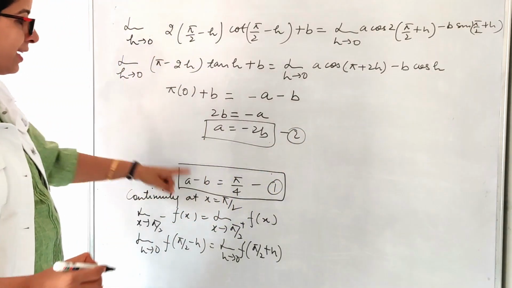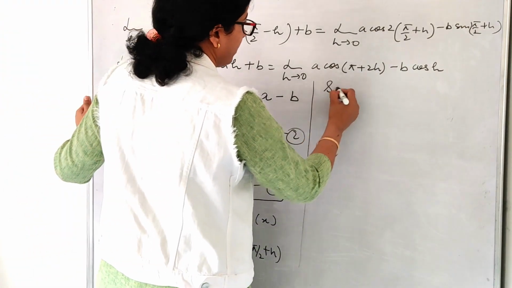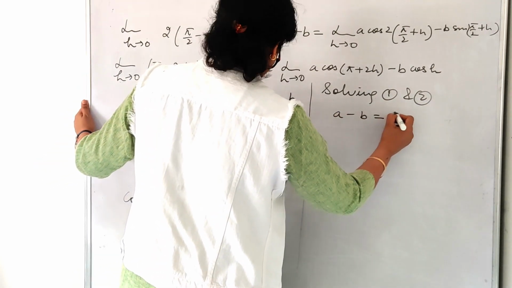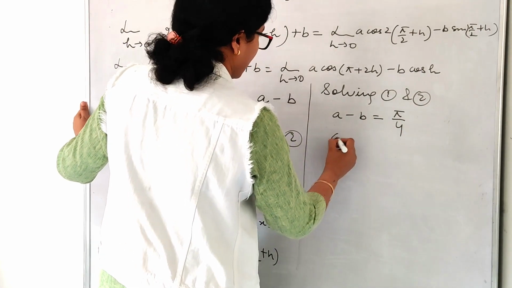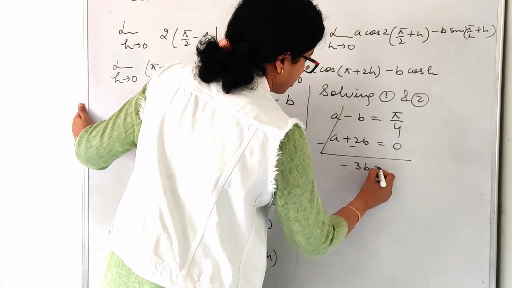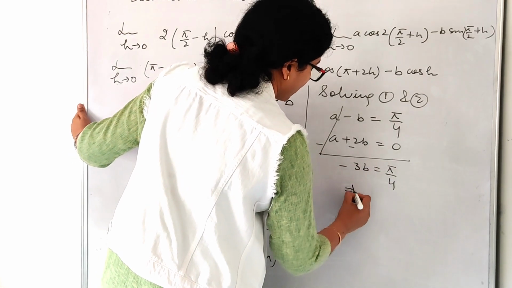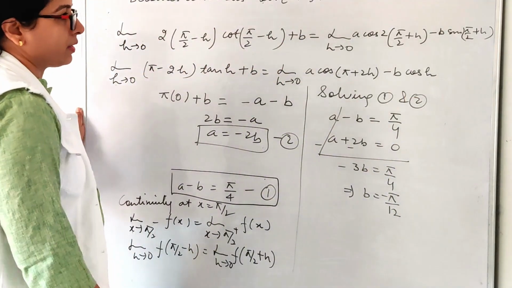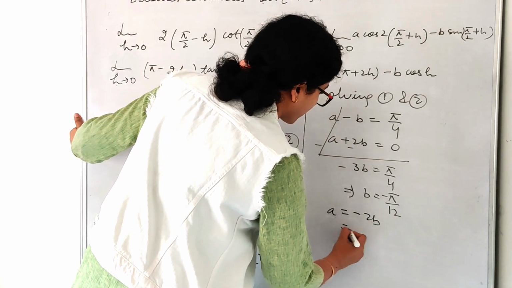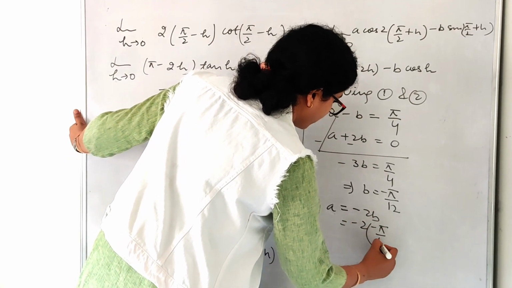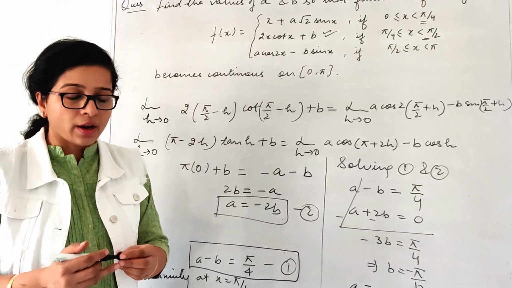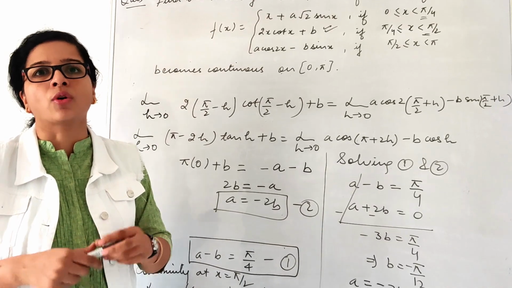Now we will solve first and second, right? So solving first and second equation. I have got a minus b is equal to pi by 4 and a plus 2b is equal to 0. Subtract, I am getting 3b is equal to pi by 4, which implies b is equal to minus pi by 12. Now substitute the value of b. So a is already equal to minus 2b. So minus 2 into minus pi by 12, I am getting pi by 6. Okay, so this is the way of solving the question based on continuity.